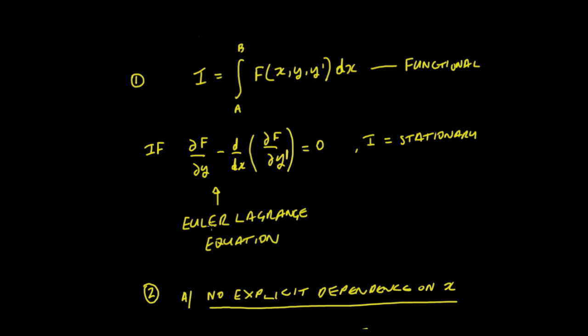We then derived the Euler-Lagrange equation, which tells us that if partial f by partial y minus d by dx of partial f by partial y derivative equals 0, then I is stationary.